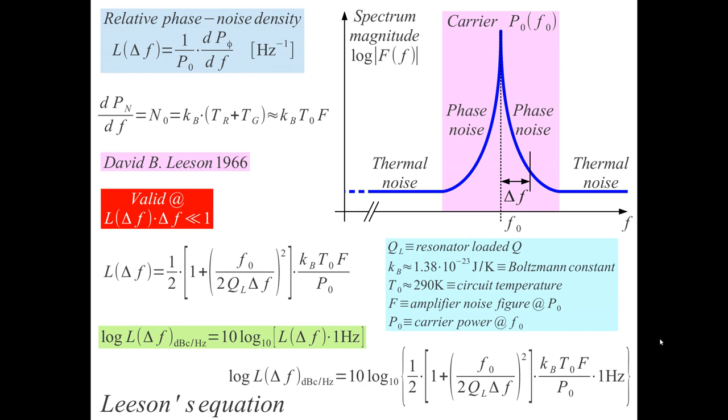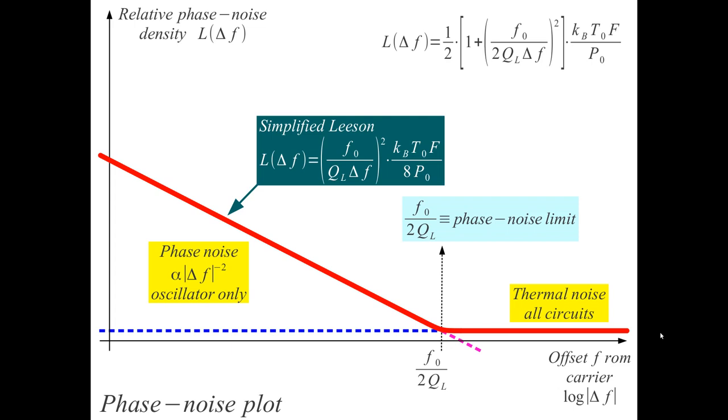What does the solution of this equation look like? At large offsets, I only have thermal noise, which is generated in all known circuits: in oscillators, in amplifiers, in attenuators. All of them generate thermal noise. But at close offsets, the phase noise grows proportional to the inverse of the square of the frequency. And this phase noise is only generated in the oscillator. Amplifiers do not generate this kind of noise. Also, attenuators do not add phase noise to the signal. They only add thermal noise. So this is a property of the oscillator.